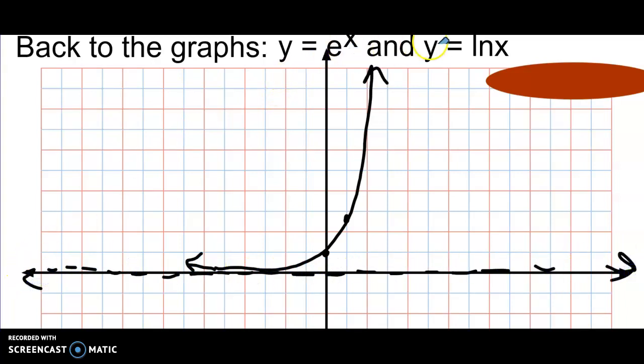And now the inverse of y equals e to the x is y equals natural log of x, because the base of natural log, remember, is e. Natural log is base e. So that's going to look like 1, 0. It's going to have a vertical asymptote instead of a horizontal asymptote. And it looks like so.